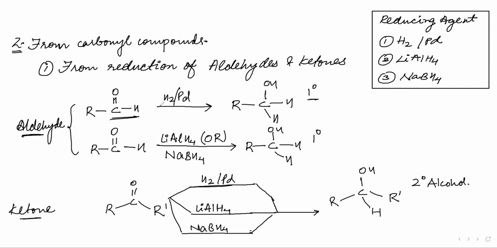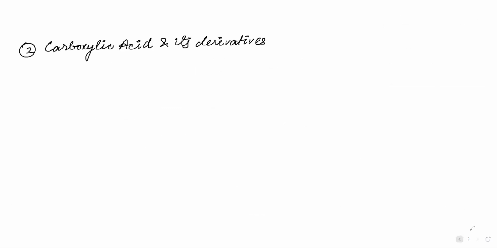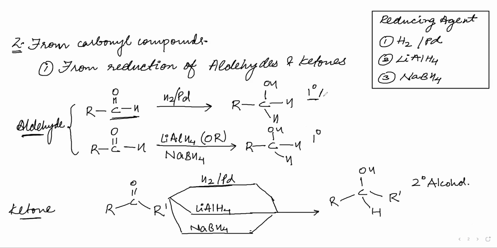Here you have three reducing agents exactly: LiAlH4, sodium borohydride, and H2 with Pd. So you have three reducing agents, and the product is the same. That is alcohol. We are preparing alcohol, so the result will be the same only. The only difference is you get 1 degree alcohol if you have aldehydes, and you get 2 degree alcohols if you have ketone.